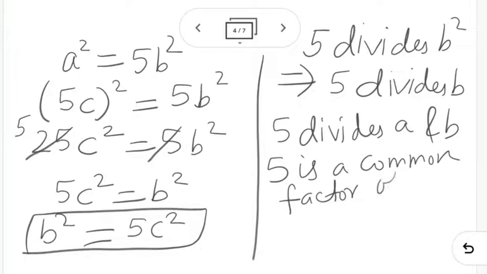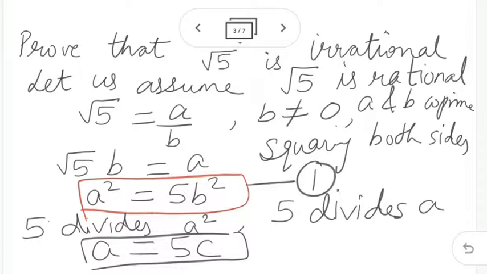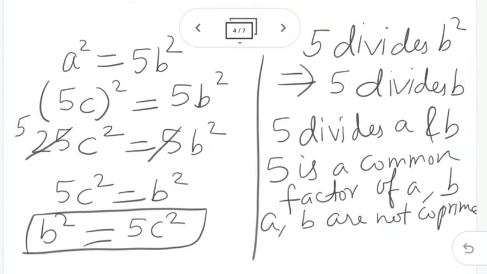So both A and B, it means A and B are not co-prime. Means 5 is a common factor of both A and B. It means A and B are not co-prime. But what we assumed in the beginning? In the beginning we assumed that A and B are co-prime. That's why we have written root 5 equals to A upon B, where A and B are co-prime. It means what we assumed is wrong. We assumed they are co-prime, but we proved that they are not co-prime. It means our assumption is wrong.